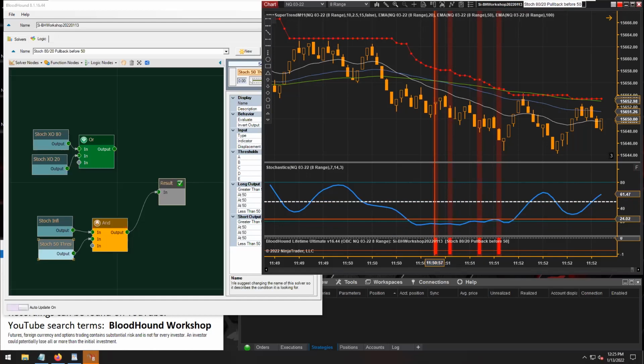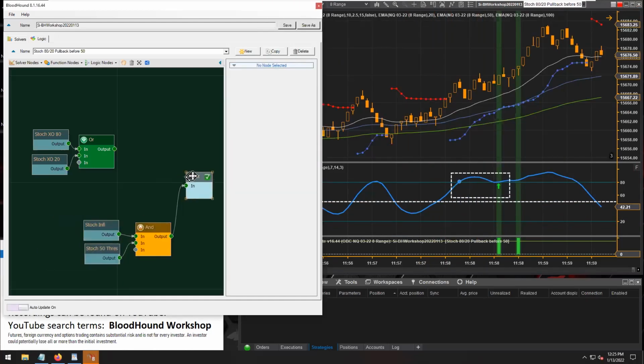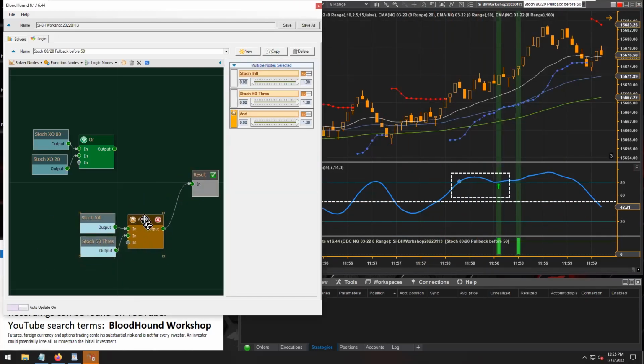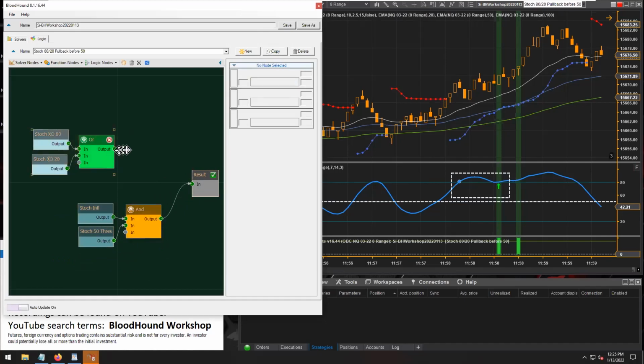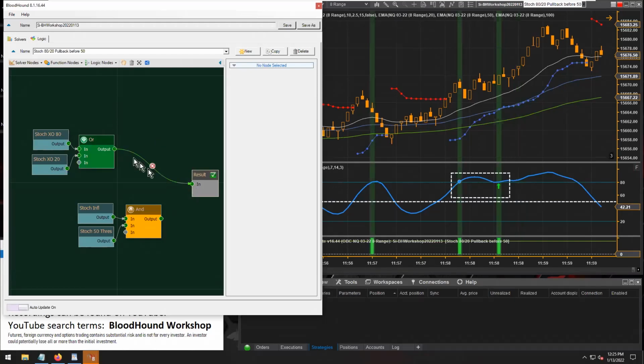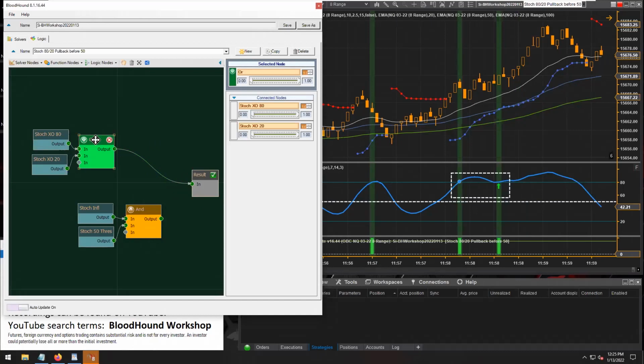So there. All right, so now we need to connect these two conditions together. Oh, there we go. Get that connected in there. So we have the initial stochastic crossing the 80 or the 20, and then we wait for that pullback and look for that pullback to occur right above the 50 level.